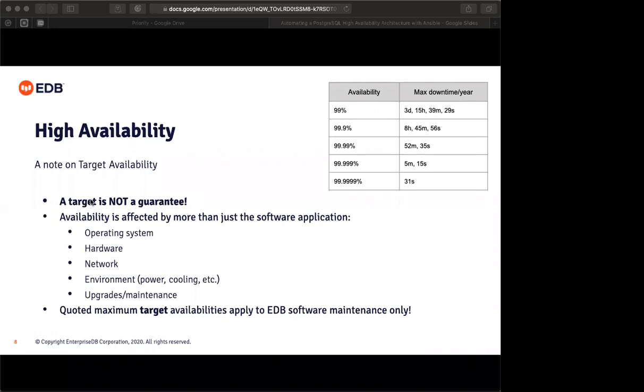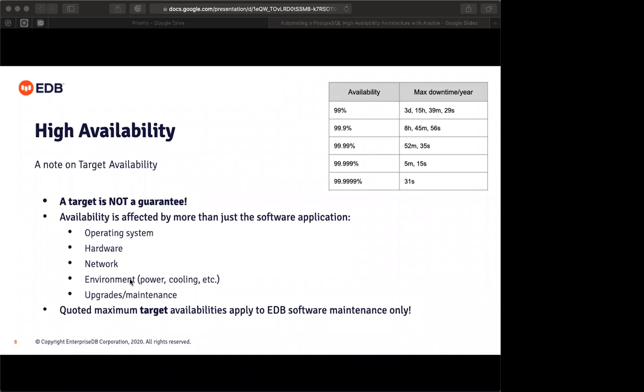In the same way, if you go to 99.9%, you have something similar: 8 hours, 45 minutes, or 56 seconds in a week or in a day. So if you target, let's say, 5 nines, you have only 5 minutes, right?